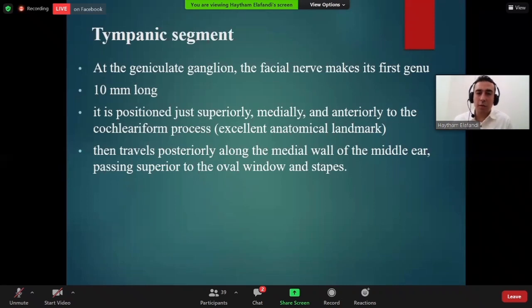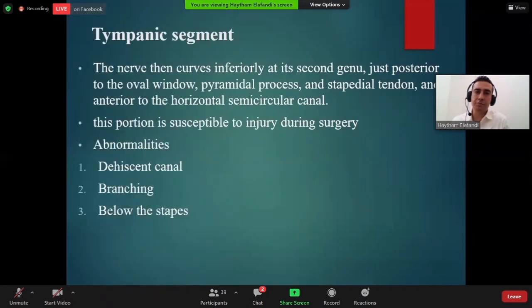Then, or during canal wall down surgery, it travels posteriorly along the medial wall of the middle ear, passing superior to the oval window and the stapes. All this tympanic segment passes along the medial wall of the middle ear, above the oval window and the stapes. Then the nerve reaches the posterior wall of the mastoid and curves sharply inferior to form a second genu, just posterior to the oval window, the pyramidal process, and the stapedial tendon, and anterior to the horizontal semicircular canal.